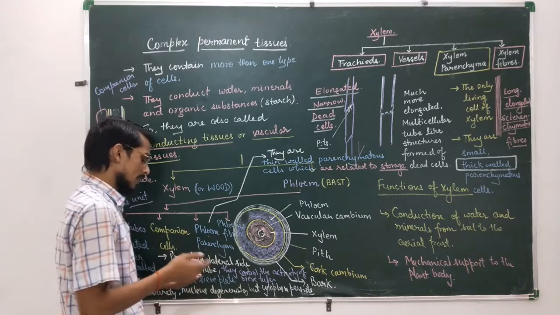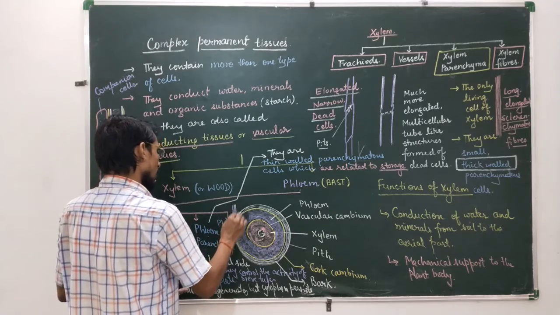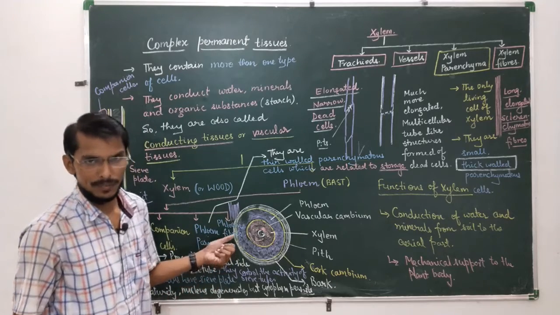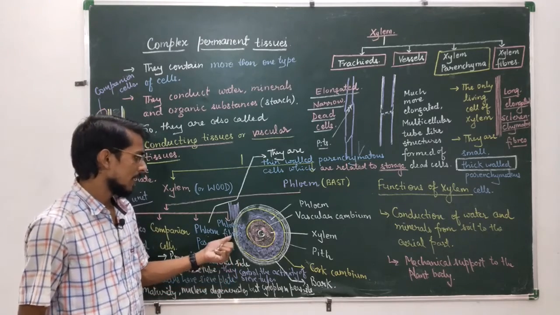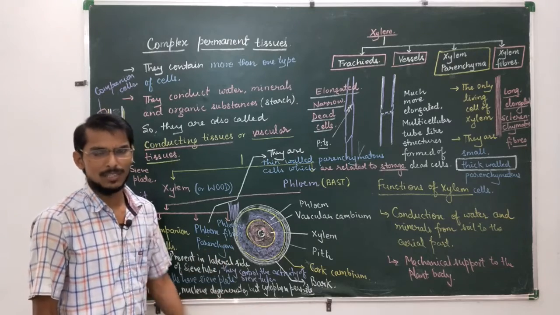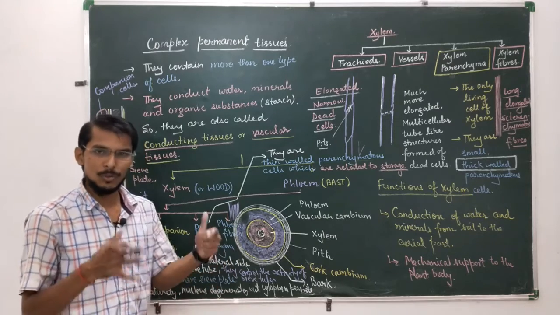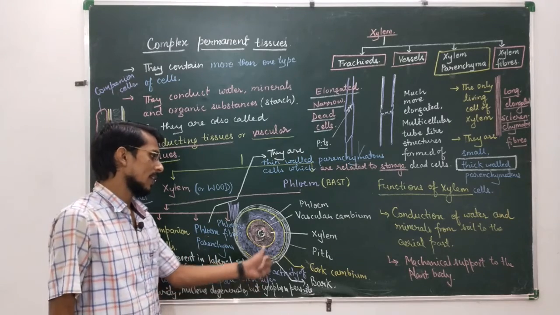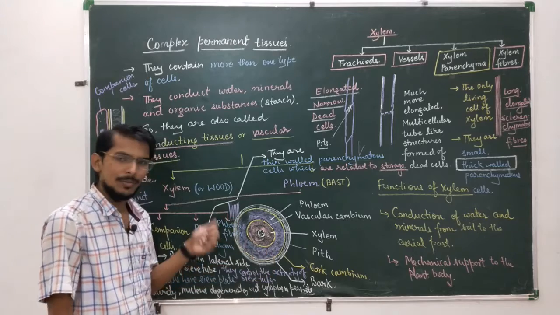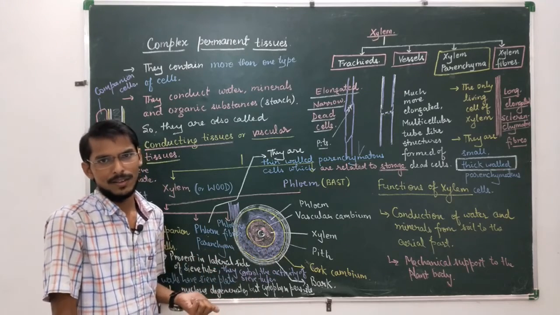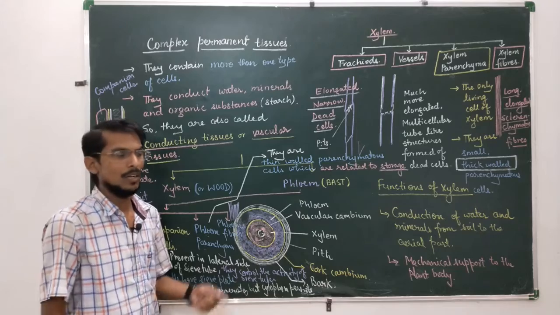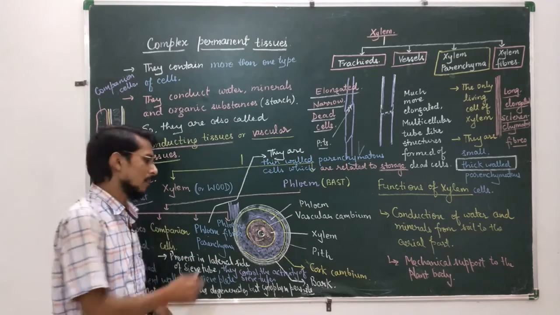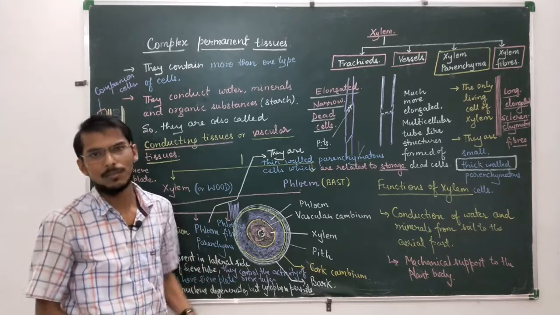And phloem fibers are again meant for the mechanical support of the plant body. They are long elongated fibers which are responsible for mechanical support, but they do not contribute much. The main function of mechanical support is carried out by xylem. They contribute but not enough. They may support a particular structure but they cannot support the whole plant body.